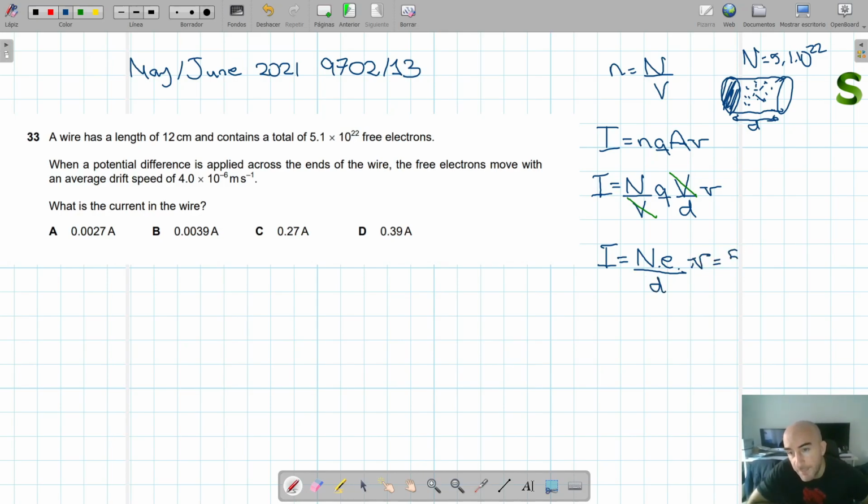So this is 5.1 times 10 to the power of 22, times the charge of the electron, which is 1.6 times 10 to the power of minus 19, times the drift velocity, which is 4 times 10 to the power of minus 6, divided by the distance, the length, which is in centimeters, so we change it to meters, which is 0.12.